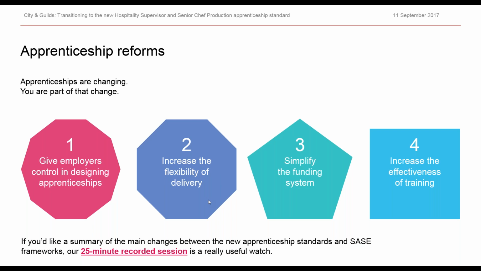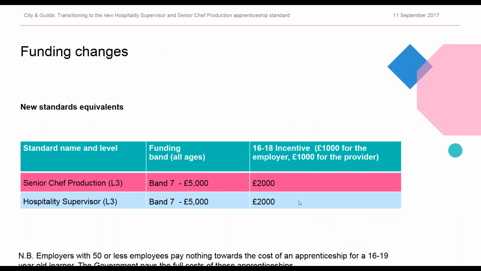So the old frameworks basically consisted of qualifications, and you'll already be aware of that. And for the new occupational standards that we are covering today, there's no qualification required, and this allows for increased flexibility for you and increased effectiveness during the training period. So the funding changes: both of the occupations we're covering today are band 7, which is a £5,000 funding band, so that's where they sit. A slight advantage over the old frameworks.